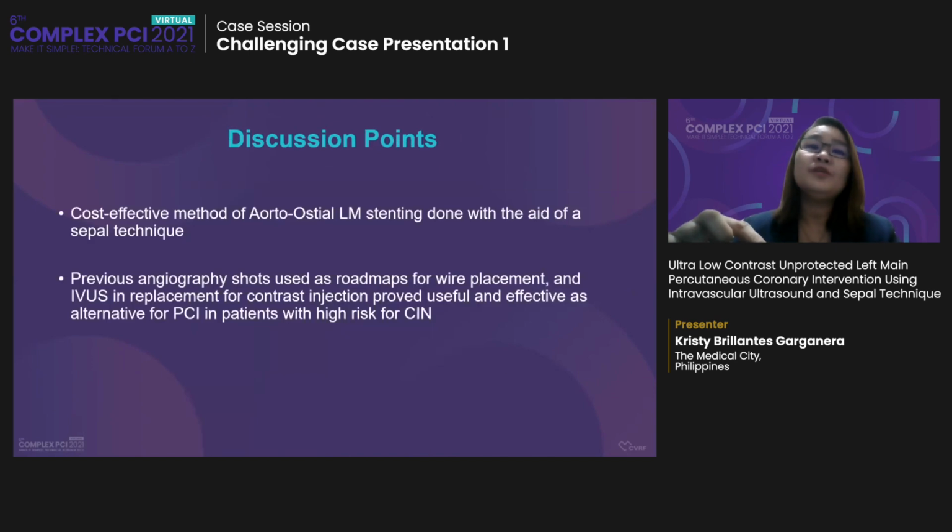So for my discussion points, this is so far the first time that we were able to use the SEPAL technique together with our ultra-low contrast method. And we found out that it was a cost-effective method of ortho-ostial left main stenting with the aid of this technique. Previous angiography shots used as roadmaps for wire placement and IVUS in replacement for contrast injection proved useful and effective as an alternative for PCI in patients at high risk for contrast-induced nephropathy.